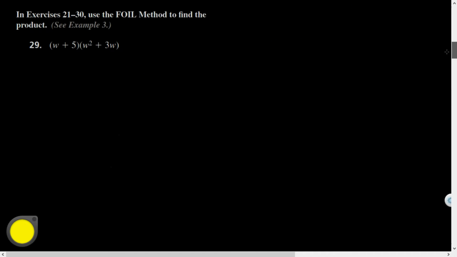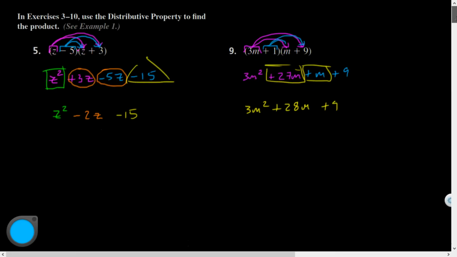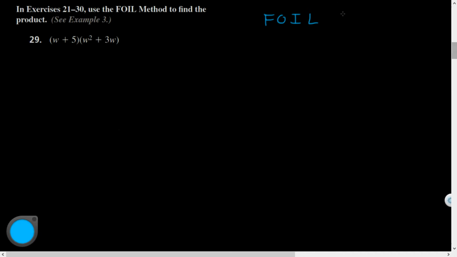Let's look at another one. How about using the FOIL method? Well, we've got to use both. They're both actually doing exactly the same thing. This one is doing the distribution with the arrows. And FOIL is actually going to give you the same thing.